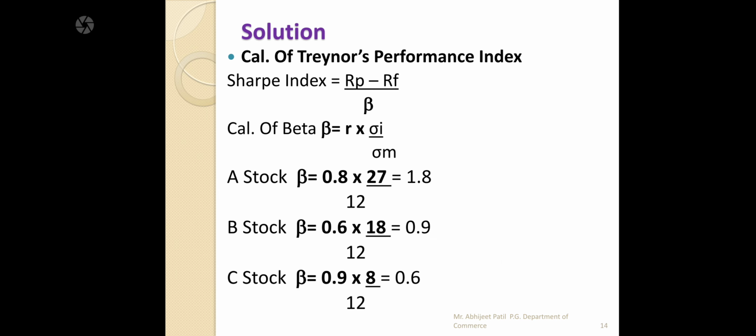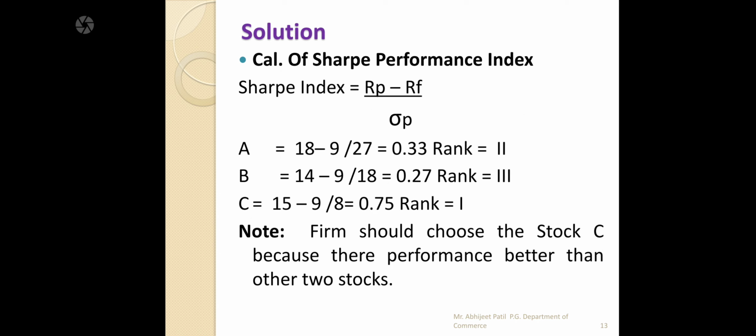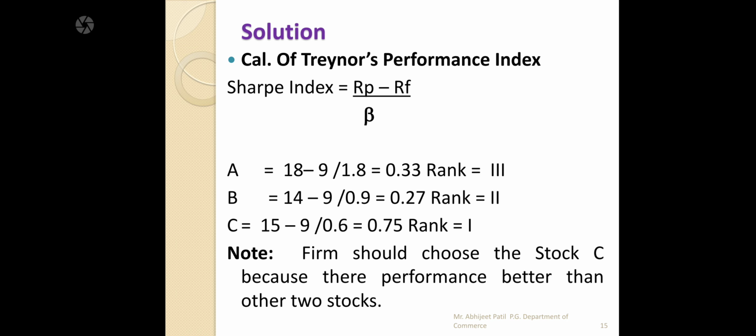The only thing in these problems that we have to consider is that in the problem beta is not given, correlation is given. So with the help of correlation we should find out beta, and once we calculate beta we should find out the Sharpe performance and the Treynor performance index.